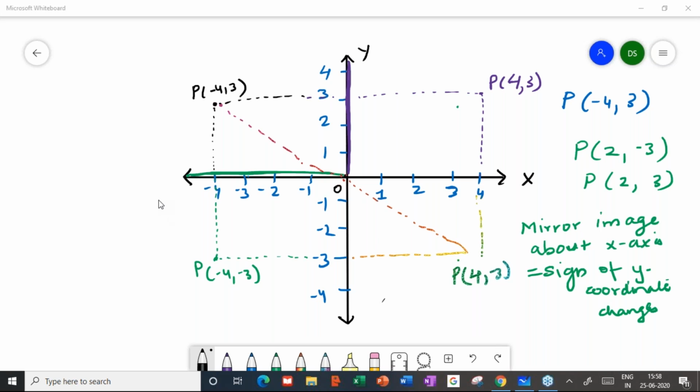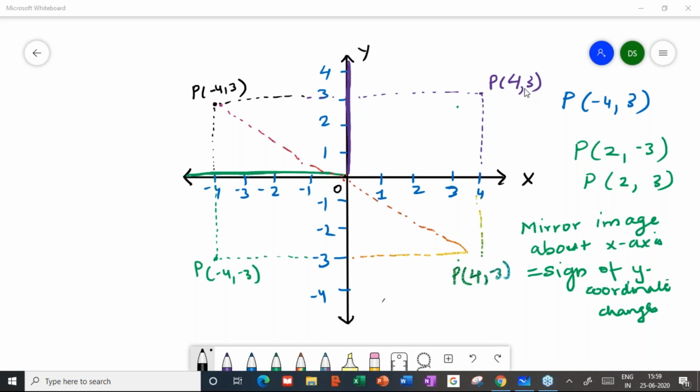So I hope you have written down the things I was talking about: mirror image about x-axis, sign of y coordinate will change; mirror image about y-axis, the sign of x coordinate will change, right? And about origin, the sign of both x and y will change, right? I hope it's clear from the two examples.